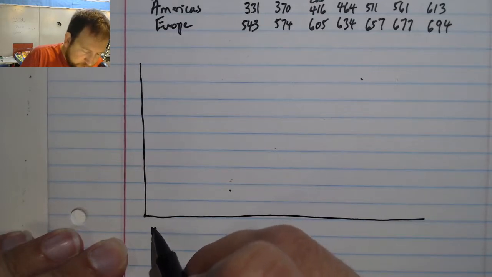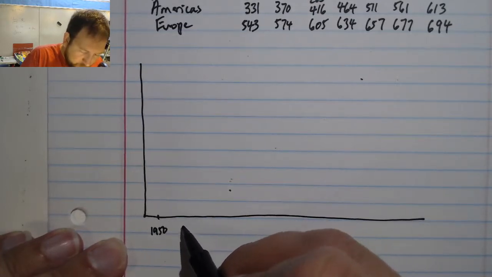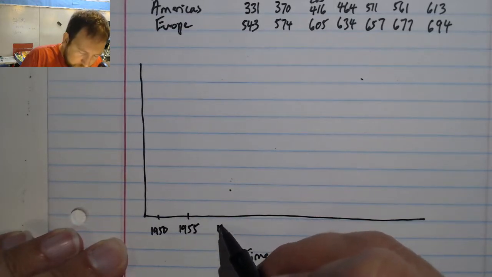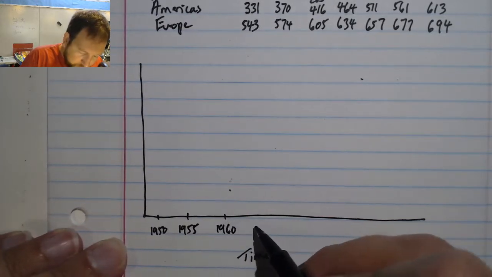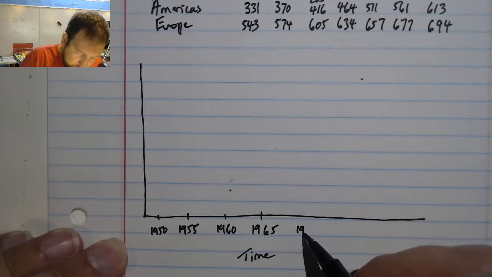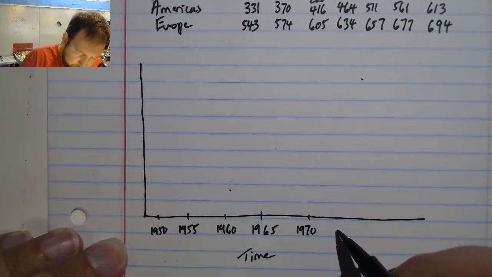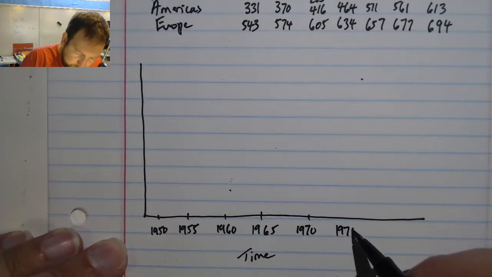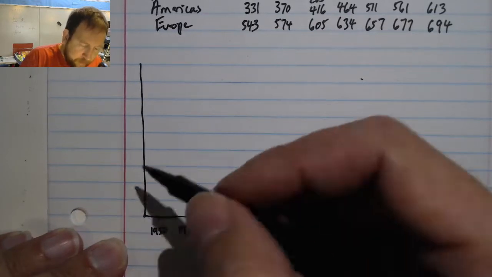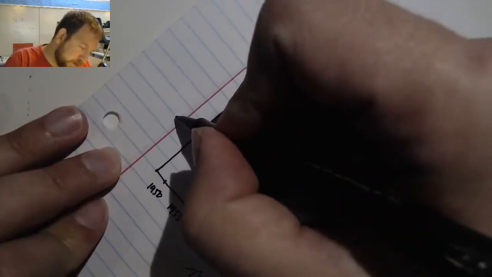I'm going to start with 1950, 1955, 1960, 1965, 1970, 1975, and 1980. And I'm going to put my population on this side.